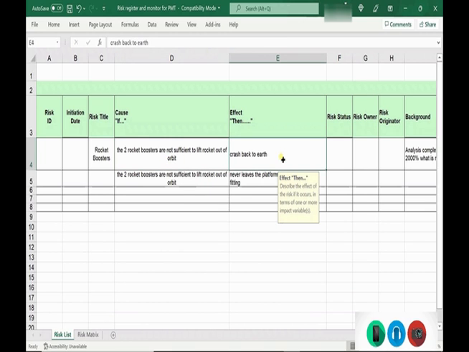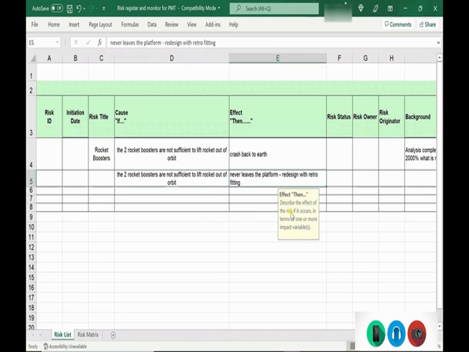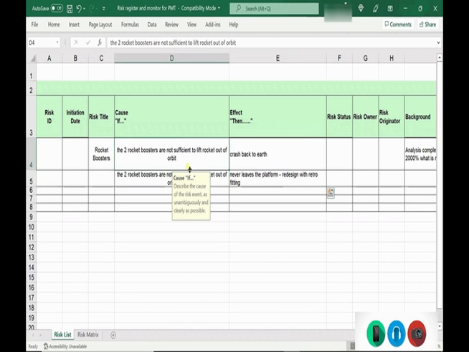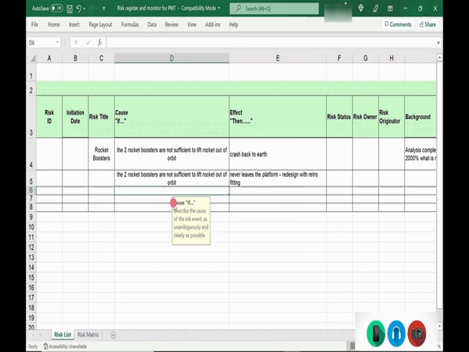So that effect, you can already see, is a significant one. Or the two rocket boosters are not sufficient to get the rocket out of orbit, it never leaves the platform. Redesign with retrofitting. So you can see there's two massive differences in the impact, but it's the same cause. You could get into detail as to how much thrust the rocket boosters need, etc., but the principle is the same cause is leading to two different effects. So let's just say now you start capturing all of these risks. And this is of the PESTEL one. This is a technology risk. This is the technology of the rocket boosters not being sufficient.